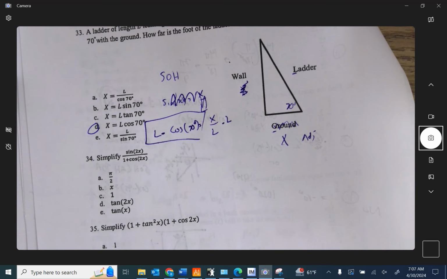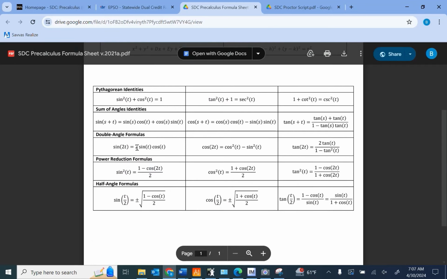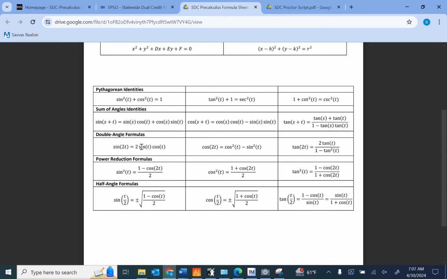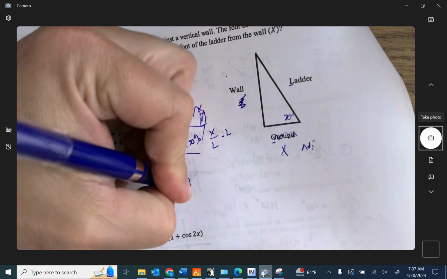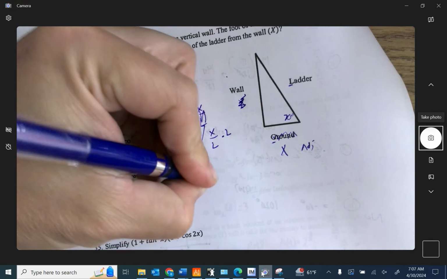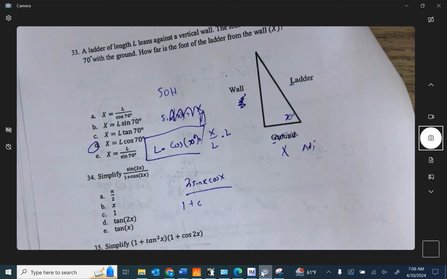Simplify the sine of 2x over 1 plus the cosine of 2x. So on a problem like this, what you're going to do is look at your reference sheet. Sine of 2x is 2 sine t cosine t. So 2 sine x cosine x. 2 sine x cosine x over 1 plus the cosine 2x.